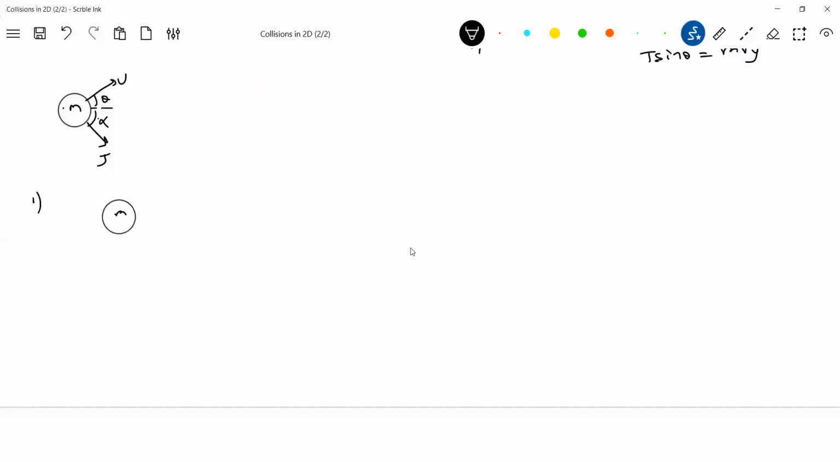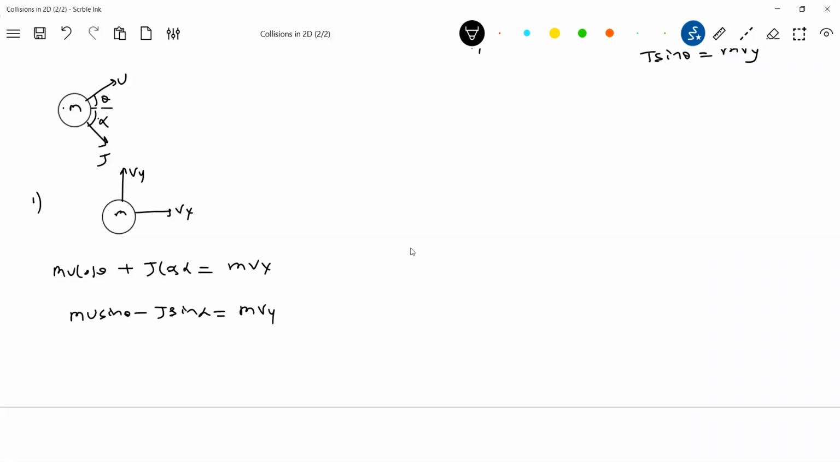After impact, it will have Vy and Vx. Then what will the equations of motion be? Mu cos theta plus j cos alpha is equal to mVx. Then along the y-axis, mu sin theta minus j sin alpha is equal to mVy.